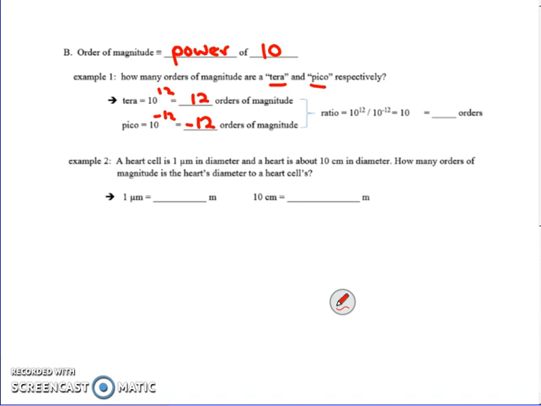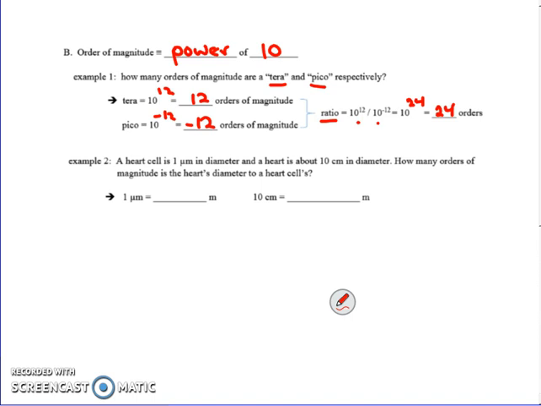And if we want to find the ratio, which we often do, I divide 10 to the 12 by 10 to the negative 12. If you remember how to divide exponents, you really subtract them. 12 minus negative 12 is 24. So there's 24 orders of magnitude difference between those two quantities. That's huge. We'll see in nature, we're going to actually have to explore that huge range.